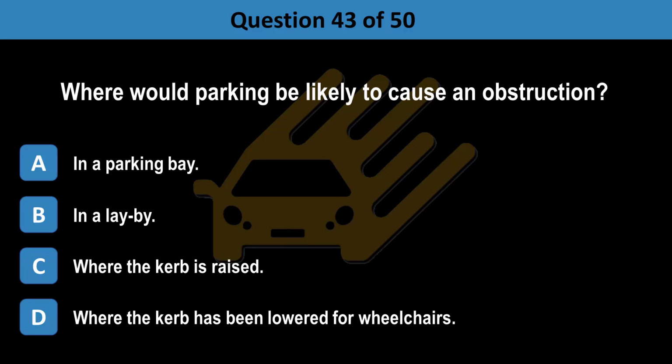Where would parking be likely to cause an obstruction? A. In a parking bay. B. In a lay-by. C. Where the curb is raised. D. Where the curb has been lowered for wheelchairs. The correct answer is D. Where the curb has been lowered for wheelchairs.